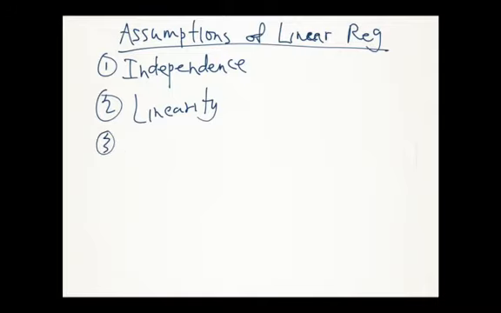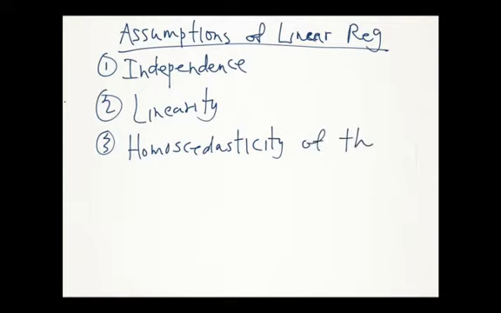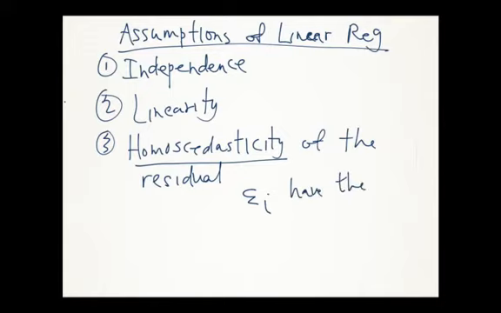A third assumption is called homoscedasticity of the residuals. Remember, the residuals are the distance between the actual points that we collect, the data that we collect, and the fitted regression line. Homoscedasticity means that the residuals have the same variance. That means these E sub i's have the same variance.